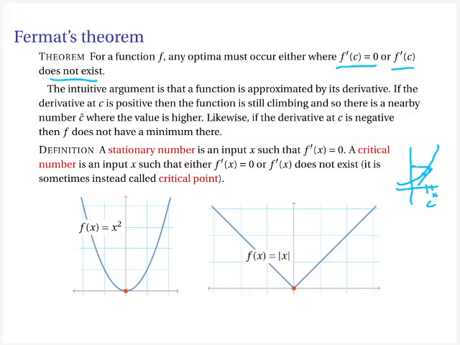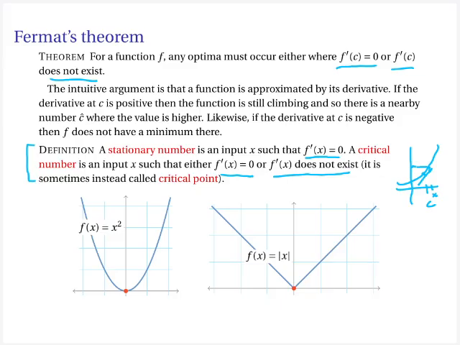Anyway, the definition down here is that a stationary number is an input where f prime of x is equal to 0, so that when the ball is hanging there, neither rising nor falling, we think of that as being stationary. So a stationary number is an input where f prime of x is equal to 0, and then a critical number is an input where either f prime of x equals 0 or f prime of x doesn't exist.